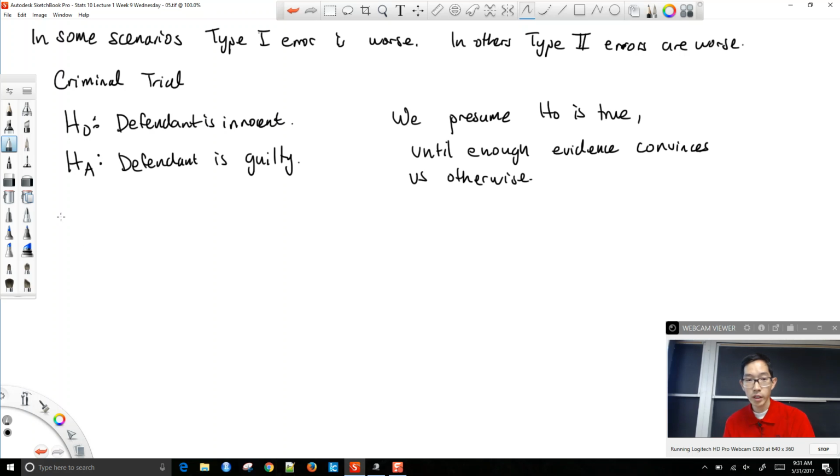What are the conclusions? We can either reject the null or we do not reject the null, right? So if we reject the null, what does that mean? That means the judge or jury concludes, we the jury find the defendant what? If we rejected the null? Guilty, okay?